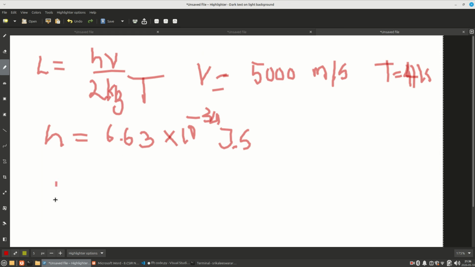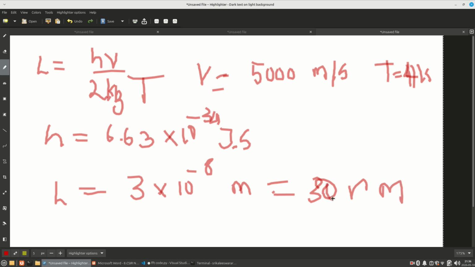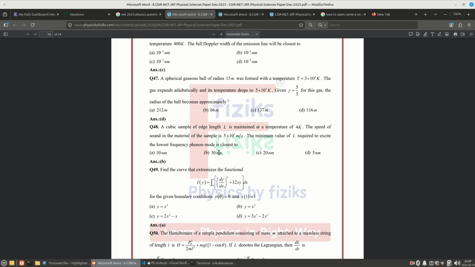Let me substitute all these values into our formula for L. When we substitute all the values, we finally arrive at 10 into 10 to the power minus 8 meter, which is known as 30 nanometer. I just fast forward this question because we have limited time to explain all of the questions. You can do the calculation yourself by applying all the values into this formula. This is the value. When we look at the question paper, option B is the right answer.